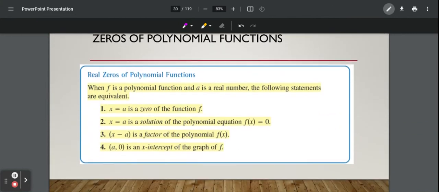Here's some vocabulary for you, because sometimes the words zero, solution, factor, and x-intercept are used, and there are a lot of different ways you're going to have to write them. If they ask for a zero, it's in the form x equals a, just some value. If they want a solution, that's also x equals the value. If they ask you to write it as a factor, you move the a to the other side and you would have x minus a. And if you want the x-intercept, we write it as a point. So you would say a comma 0.